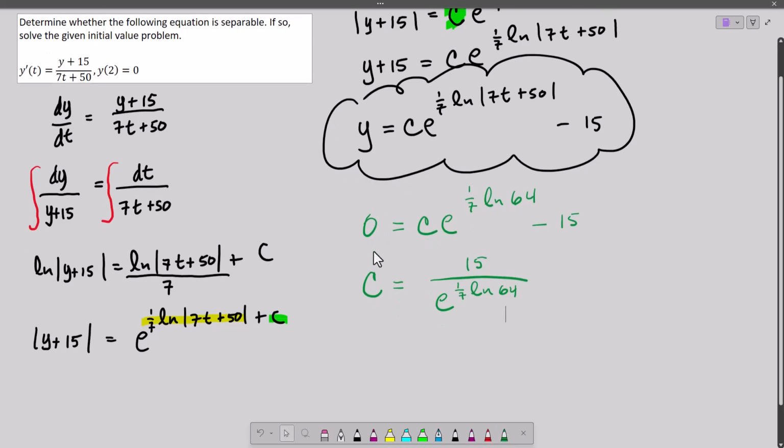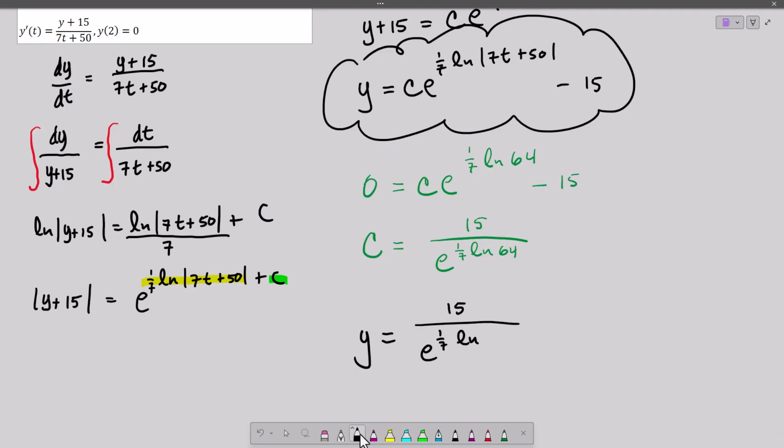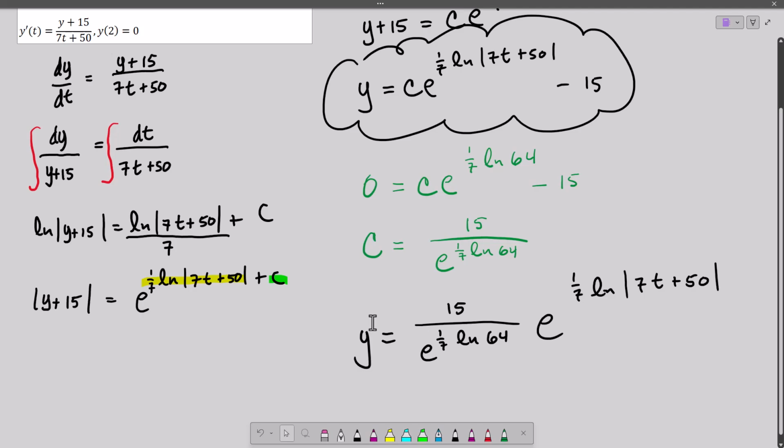And that allows us to write our final explicit solution to this initial value problem as y equals, so this is our constant out in front, multiplied by e to the 1/7 natural log absolute 7t plus 50. Not trivial, a little bit complicated there, one step at a time.